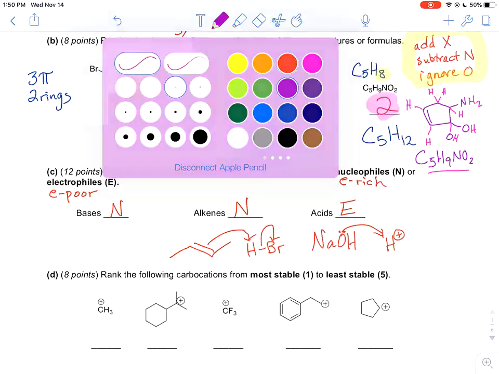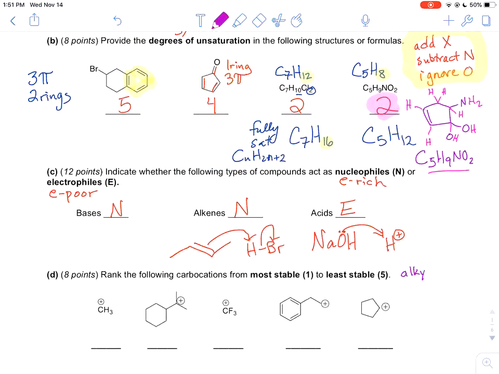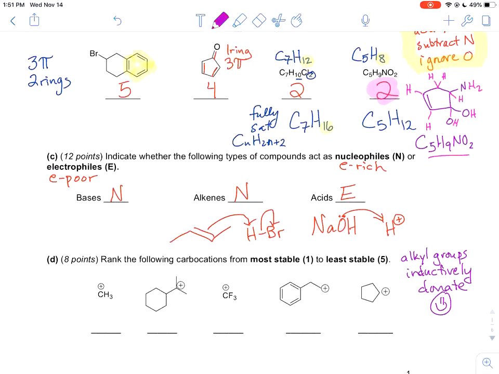Things we want to remember is that alkyl groups inductively donate, and that's going to be good for a positive charge, because it's kind of neutralizing it, whereas electronegative atoms or groups withdraw those electrons. So here, this first one, we have a methyl carbocation. It has no alkyl groups. So we're just going to make that little note.